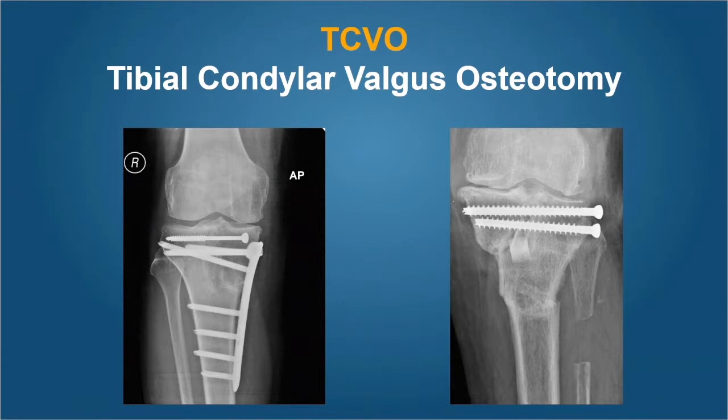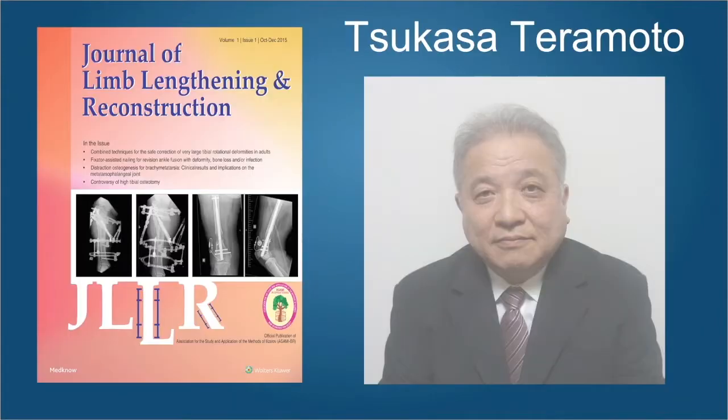The one on the left is the pure intra-articular osteotomy fixed with an ordinary locking plate, and here is a double intra-articular plus extra-articular osteotomy, which currently we can only use external fixations to fix and correct. This was written up by Professor Tsukasa Teramoto from Koriyama City in the Journal of Limb Lengthening and Reconstruction.